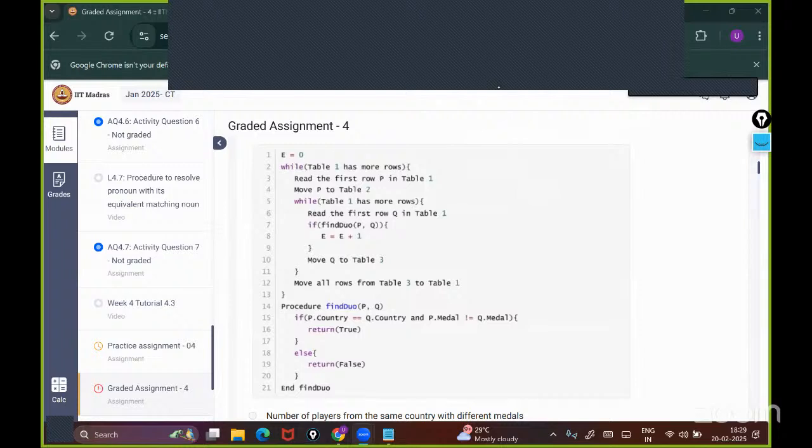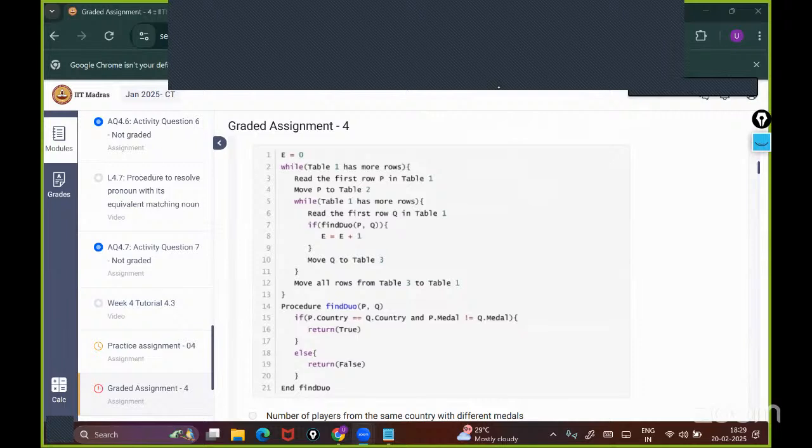Can I explain, ma'am? Yes, please. P country is equal to Q country, which means the two have the same country, and P medal is not equal to Q medal. So in the procedure find, this statement is.